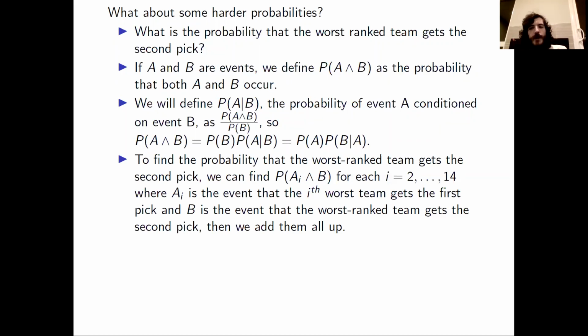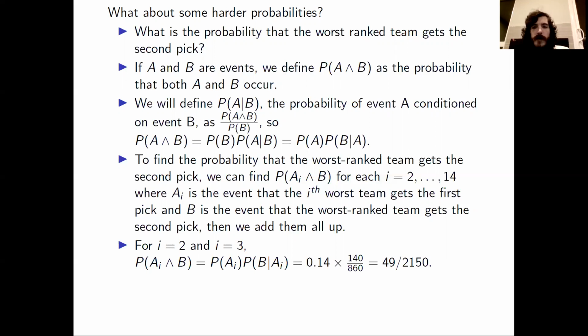Now, we want to find the probability that the worst ranked team by regular season record gets the second pick in the draft. Not the first pick, but the second pick. So, in order to find this probability, we can break it up into a bunch of smaller probabilities and then add them together. More specifically, we'll find the probability of A_i and B for each i equals 2, 3, 4, up to 14, where A_i is the event that the ith worst team by regular season record gets the first pick in the NBA draft, and B is the event that the worst ranked team gets the second pick. Once we calculate all of those smaller probabilities, we will just add them up to get the probability that we want.